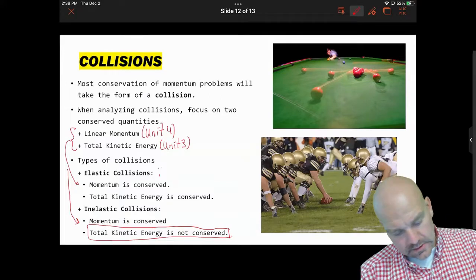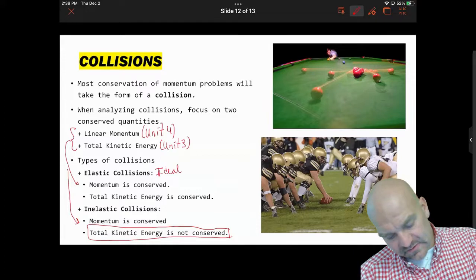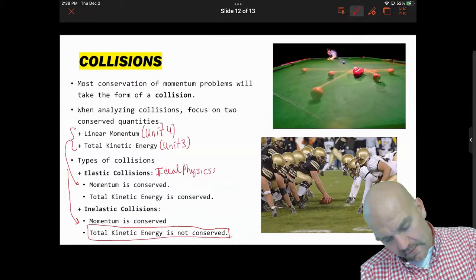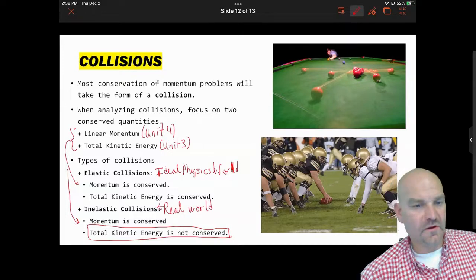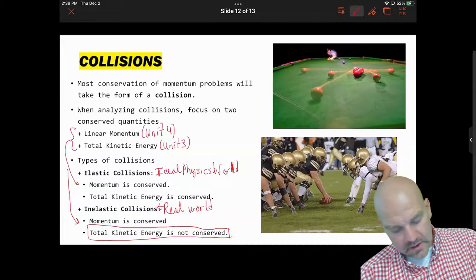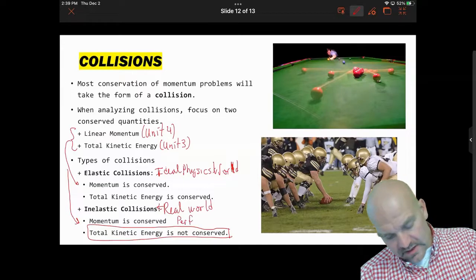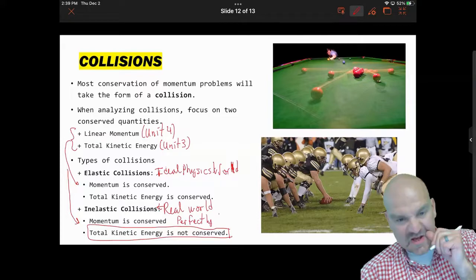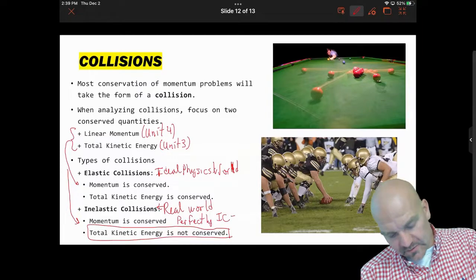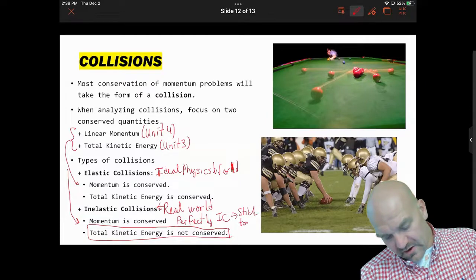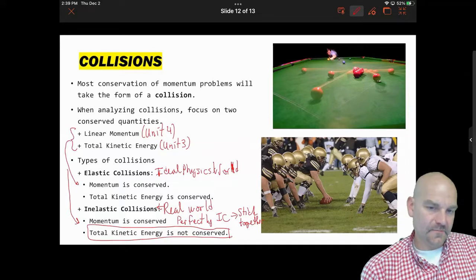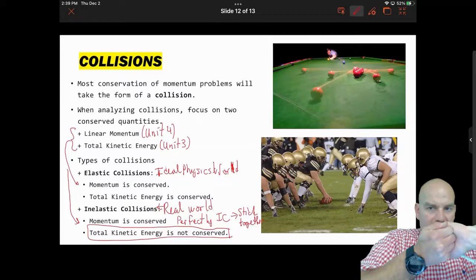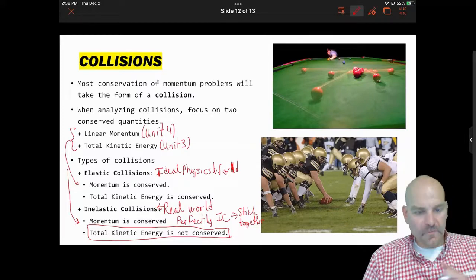Now, elastic collisions are kind of like our ideal physics world. But most collisions in the real world are inelastic. And you may hear the term perfectly inelastic. A perfectly inelastic collision means that the objects will stick together in the end. So our scenario with the railroad cars in the previous video was an inelastic collision. They hit, they coupled together, and they went off as one giant mass after the collision.